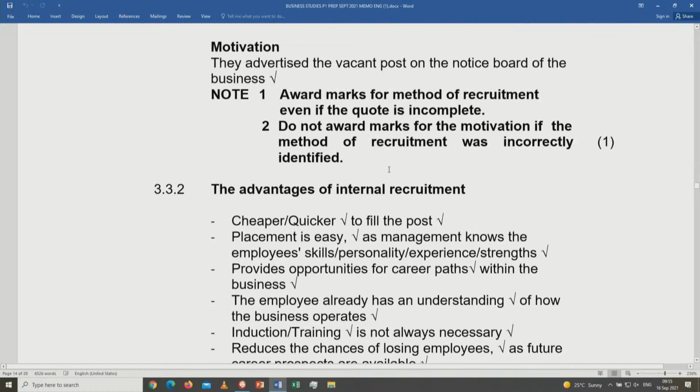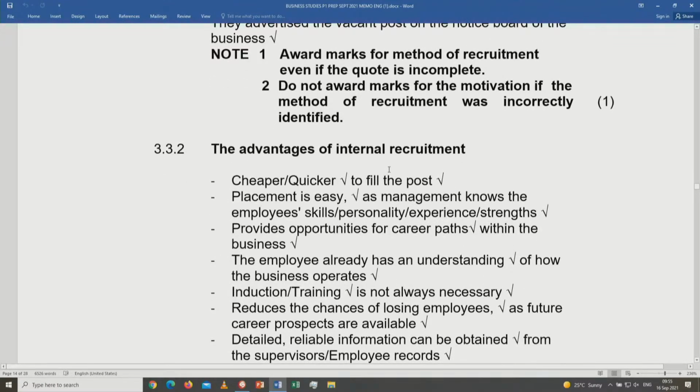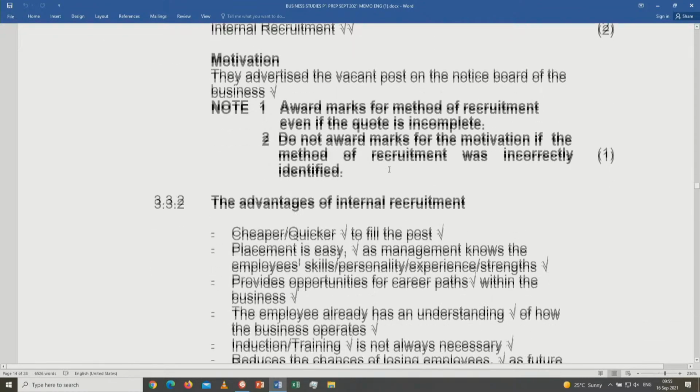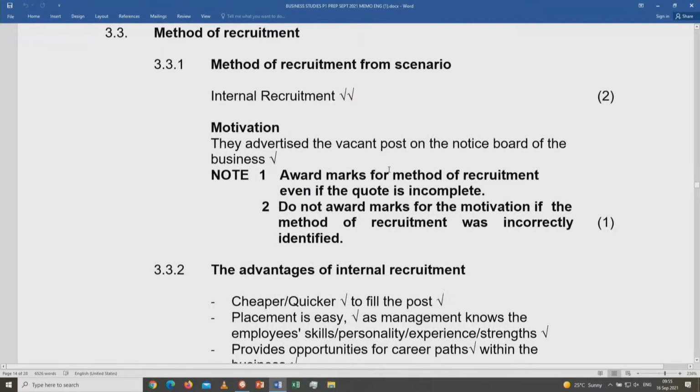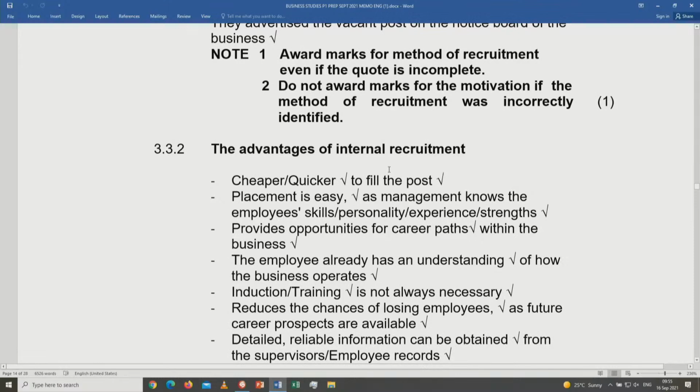And then the advantages of the recruitment method identified in question 3.3.1, and we have now agreed that it is internal recruitment. Now, what are the advantages thereof? It is cheaper, quicker to fill the post when you're using this, is 2 marks. Placement is easy, 1 mark, as management knows the employee's skills, personality, experience, or strengths, another mark. It provides opportunities for career path, 1 mark within the business.